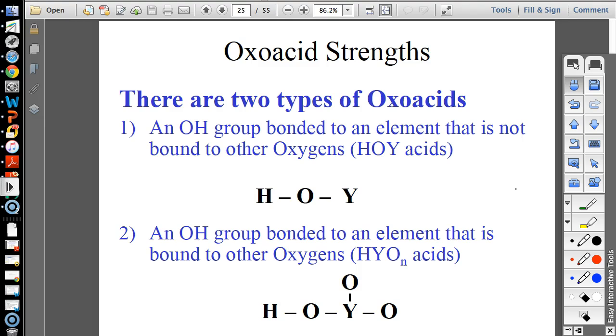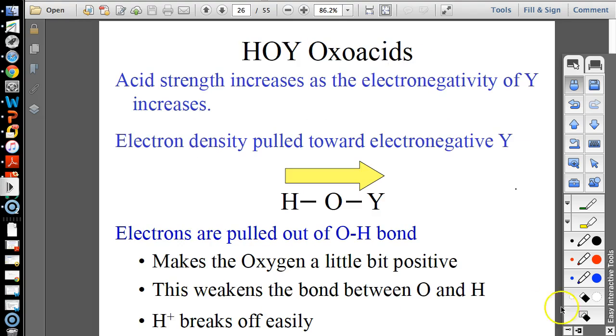So if you're bonded to something like chlorine right here, it's going to be pulling all this electronegative, negative charge away from the hydrogen. It's just going to be easier to steal. That water's going to come along. It's got its own little oxygen, and it's just going to be like, hey, come get on my home here. It'll be fine.